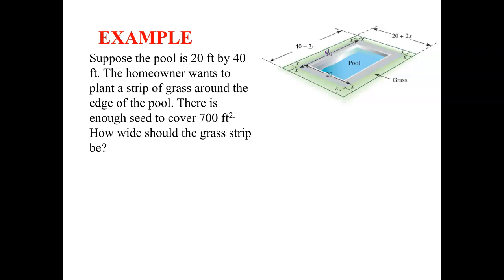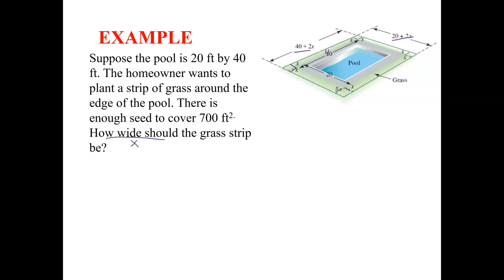Okay? So we're given dimensions of a pool, length and width. We're also given dimensions of the entire section, okay? The pool and the grass surrounding it. I want you to understand where those expressions are coming from, because it's just going to be basic addition. But if you don't see it right away, the 40 plus 2x, note that x is how wide our grass is going to be.